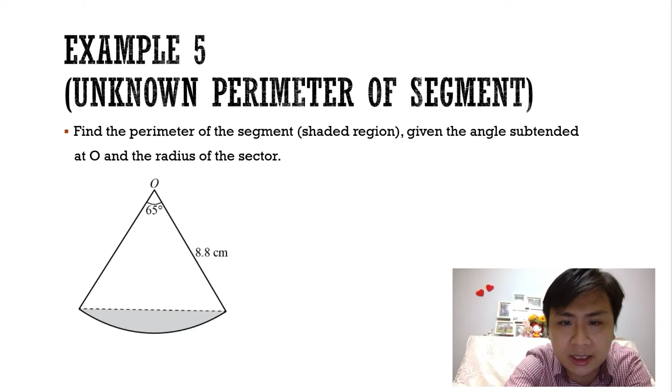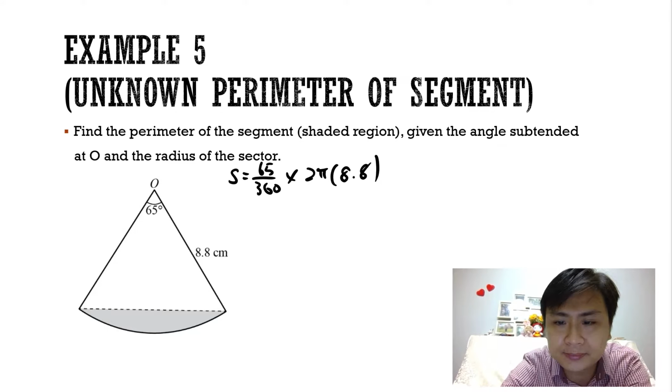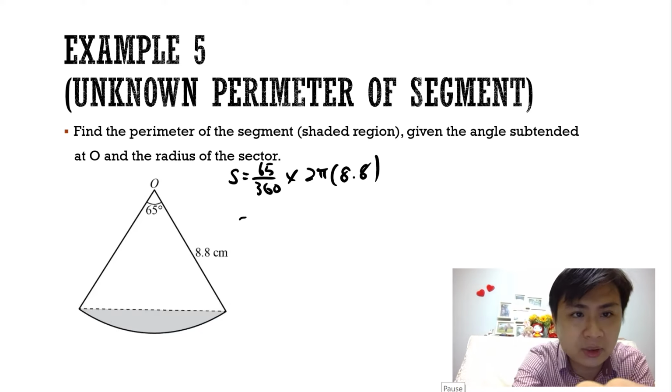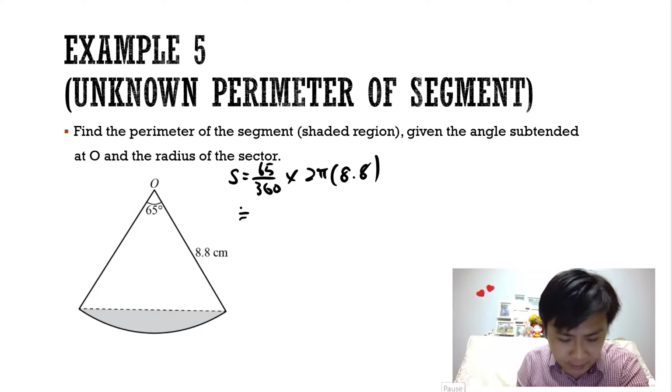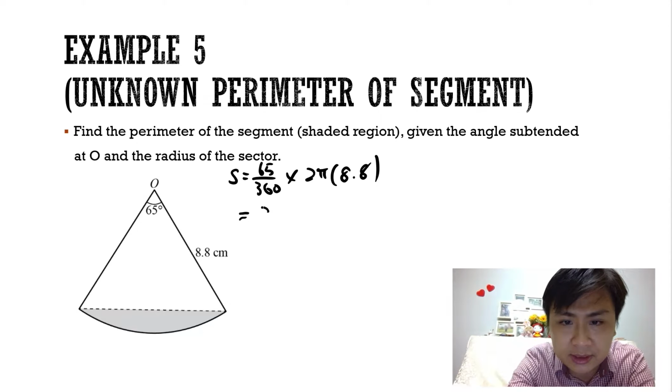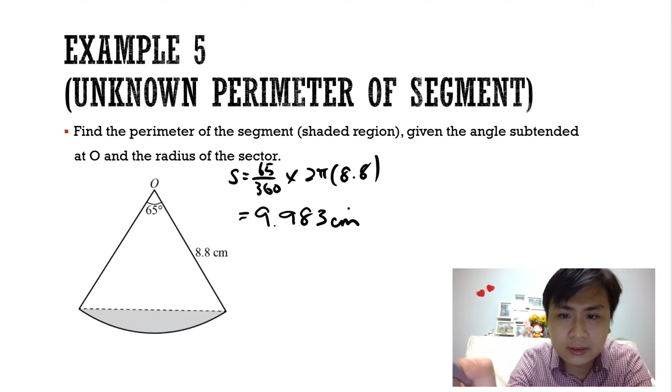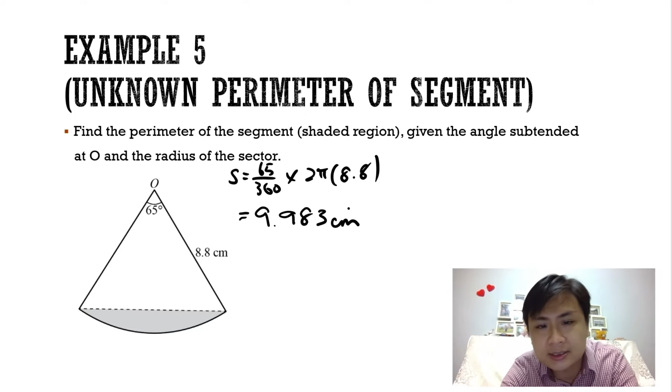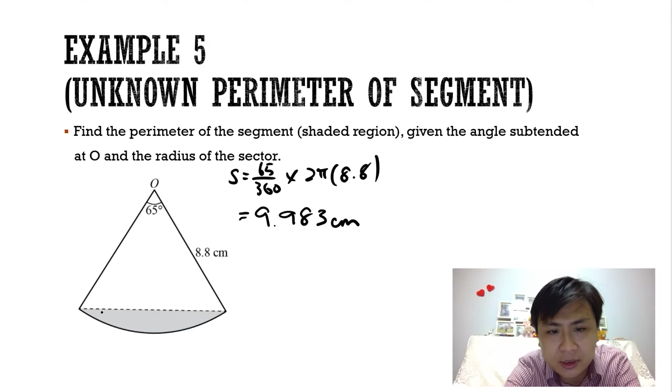The arc length will be given by 65 out of 360 multiplied by 2 pi multiplied by 8.8. After calculations, you'll get a value of 9.983 centimeters. The next length that we are interested in will be this chord over here.